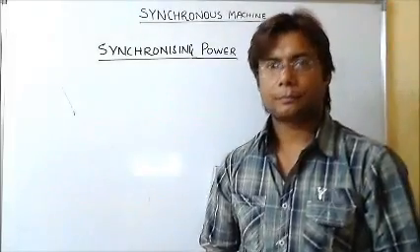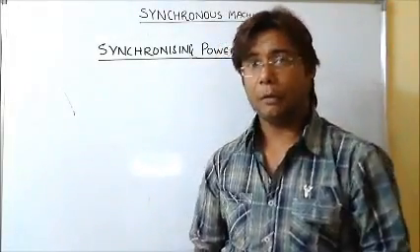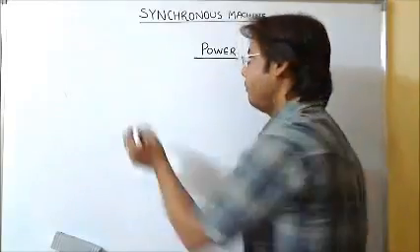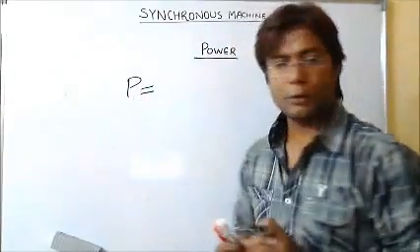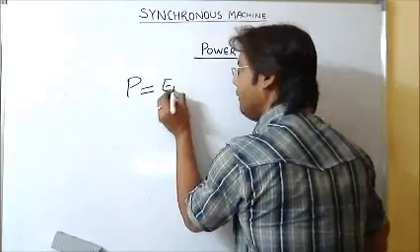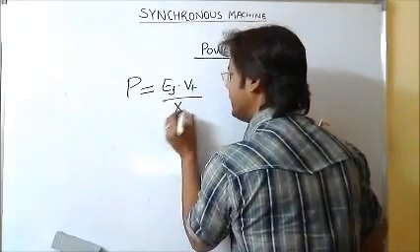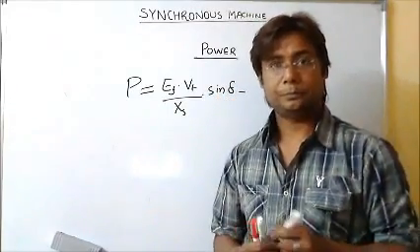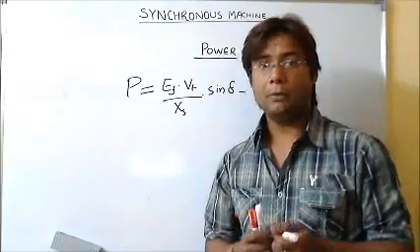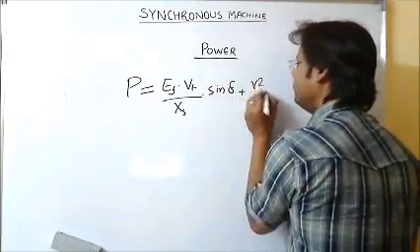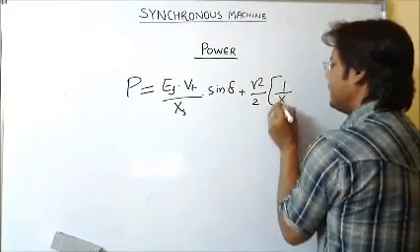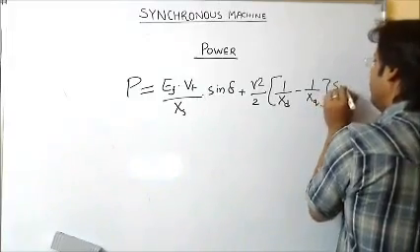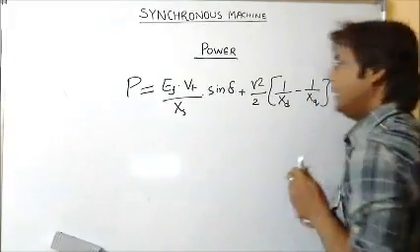So from now we can say that we know how much power of the synchronous machine there is. Power is equal to EF into Vt upon Xs into sine delta, plus V square by 2 into 1 by Xq minus 1 by Xd into sine 2 delta.